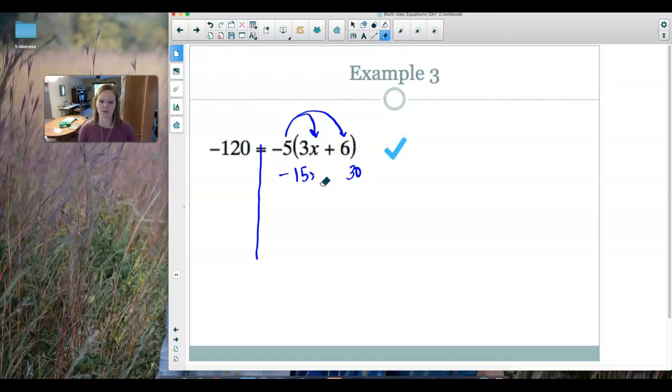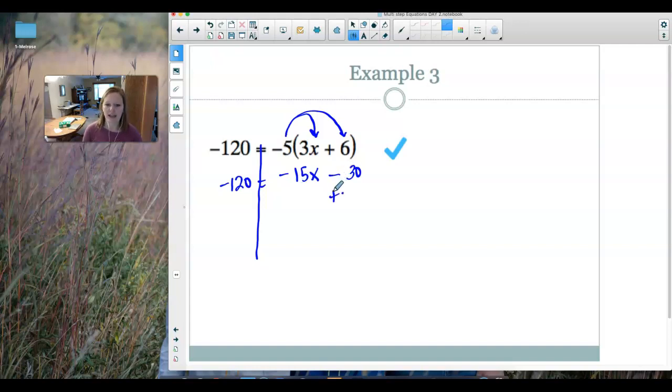So I'm just going to wait for my computer to catch up today. Okay, negative 15x minus 30 equals negative 120. We want to keep the variable and its best friend together as long as possible. You're going to hear me say that a lot.